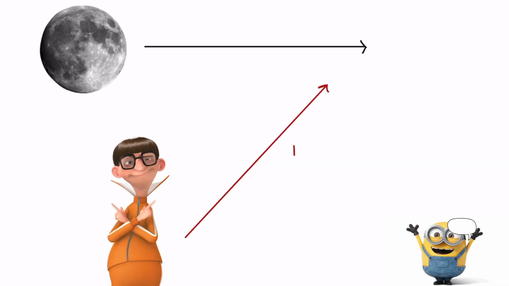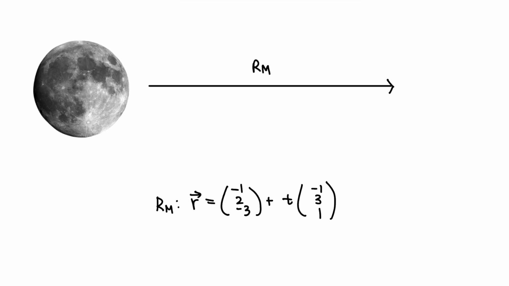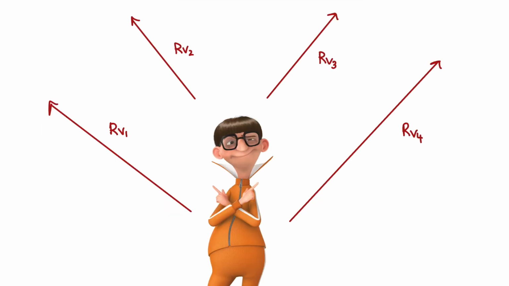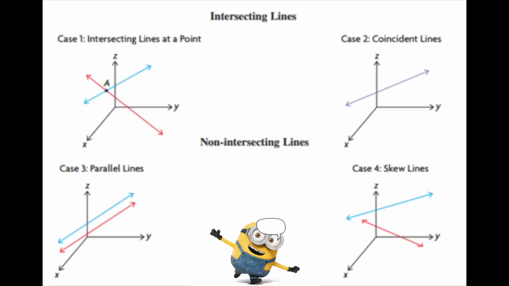In order to find the intersection between vector and the moon, let RV represent vector's vector and RM represent the moon's vector. According to our calculations, this is the vector of the moon. Vector's vector spaceship can only move in 4 lines. There are 4 types of relationships these two vectors can have: intersection, coincidence, parallel, and skew. The lines may intersect at one point, be the same line, have the same direction and never intersect, or not have the same direction and never meet in 3D space.